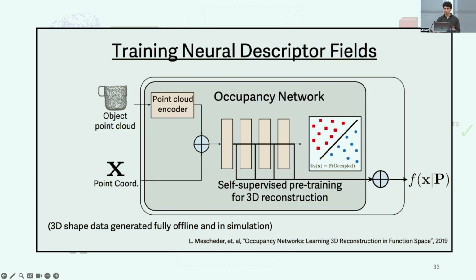And I'll quickly note, there's more recently developed techniques showing how other kinds of descriptor fields can be obtained in other ways. For instance, William here at MIT did some awesome work using distilled features from foundation models, and I think that's like a really exciting advancement in this area. So in this work, we're using point cloud conditioned occupancy networks for the pre-training phase.